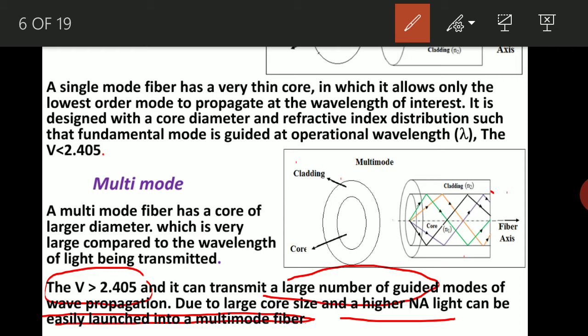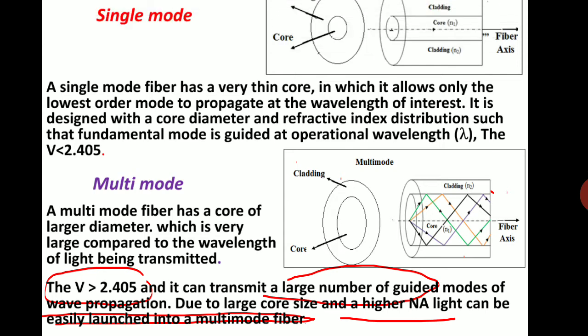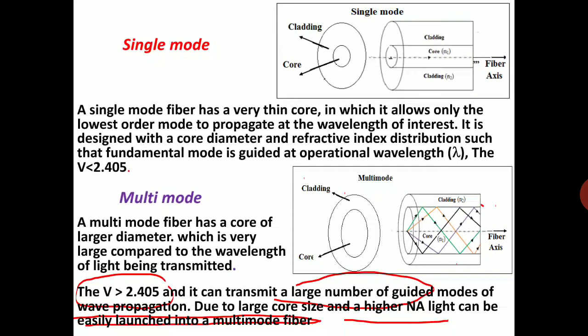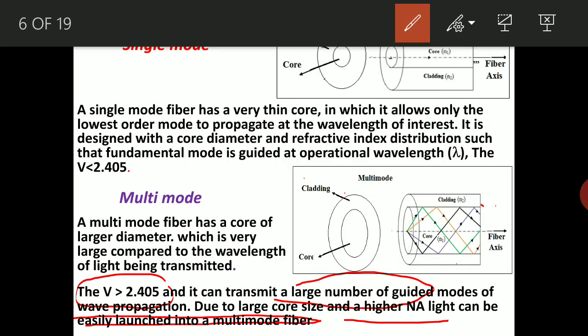But this is not the case with the single mode fiber. In the single mode fiber, it is very difficult to launch the light because the core is very thin here. So it is very difficult to launch the light inside the optical fiber, whereas in the multimode, easily we can launch the light into the fiber.